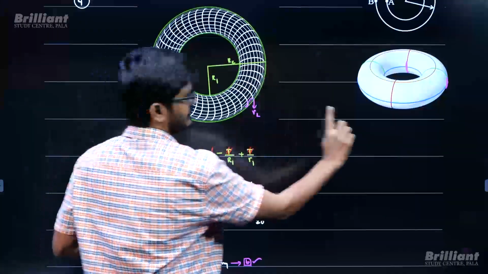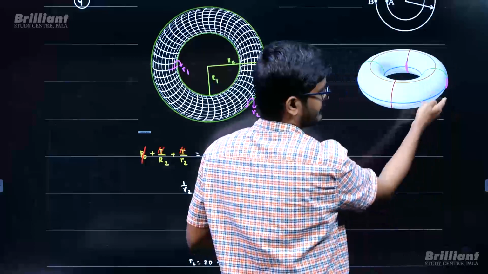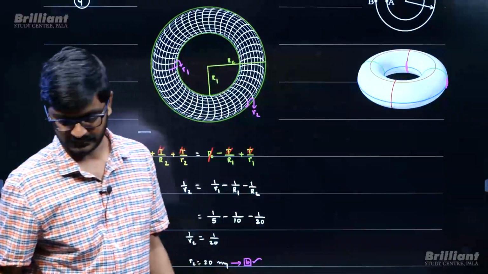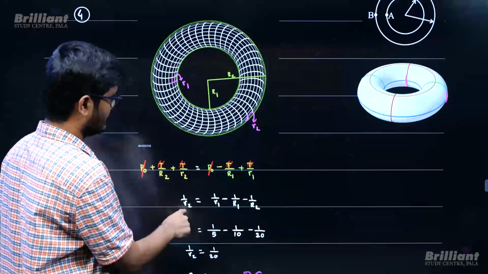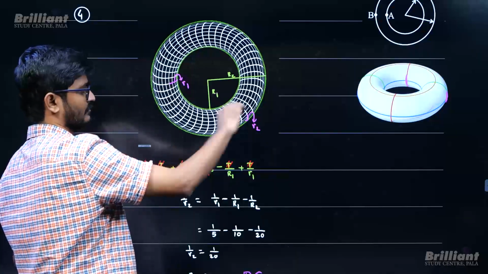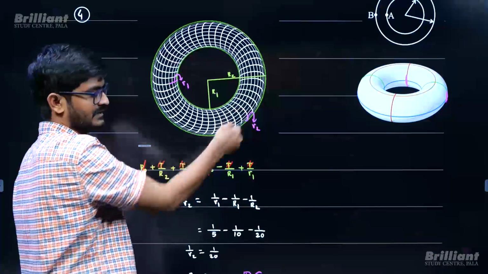So this radius is along one surface and this radius is perpendicular to whatever we have taken earlier. So what is the radius of curvature at B perpendicular to the plane? That is this small r2, perpendicular to the plane, the radius of curvature is r2.